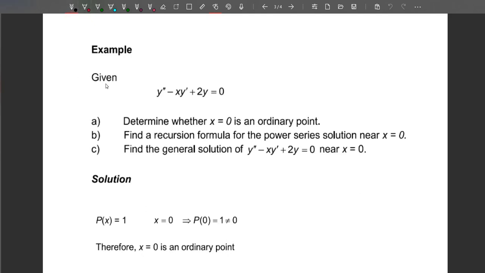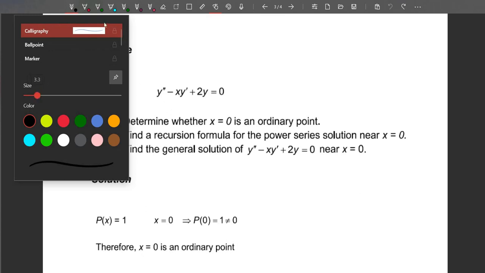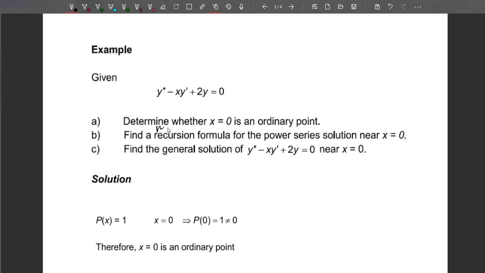In this video, we'll look at one of the examples on series solutions near ordinary points. Given the equation y double prime minus xy prime plus 2y equal to 0. First, determine whether x equal to 0 is an ordinary point. B, find a recursion formula for the power series solution near x equal to 0. Recursion is the same as recurrent, so don't worry about that. And last, find the general solution of this equation near x equal to 0.